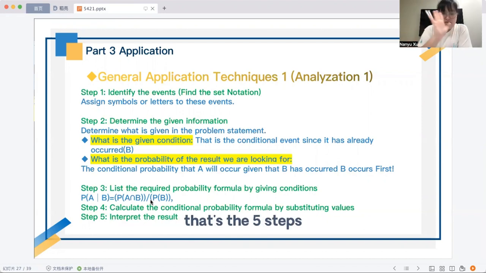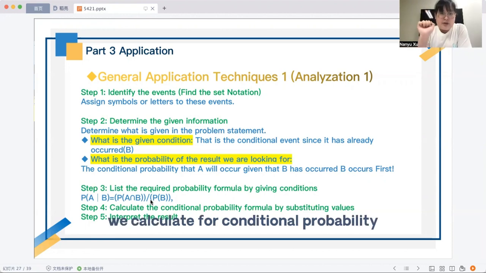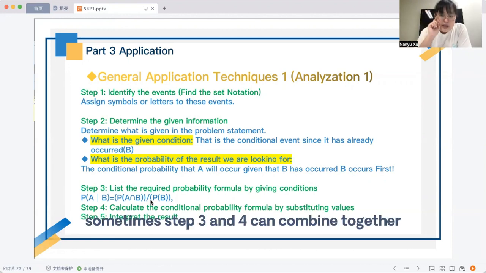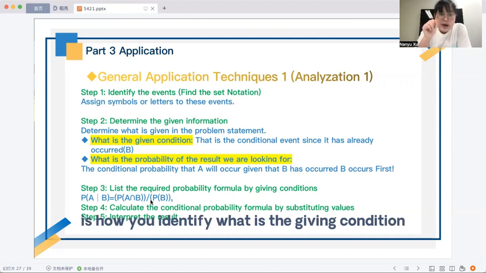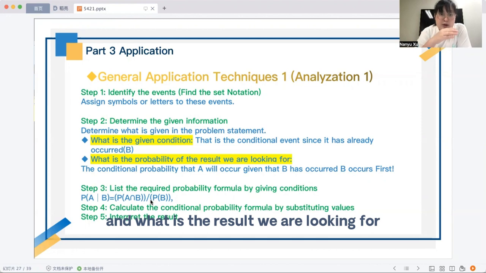And that's all. Those are the 5 steps we use to calculate conditional probability. Sometimes steps 3 and 4 can be combined together, and steps 1 and 2 can be combined together. The most important part is how you identify what the given condition is and what the result we are looking for is.